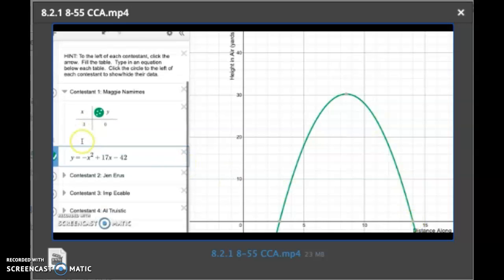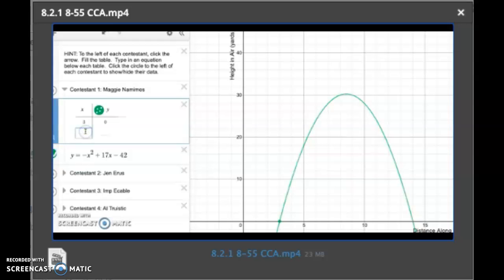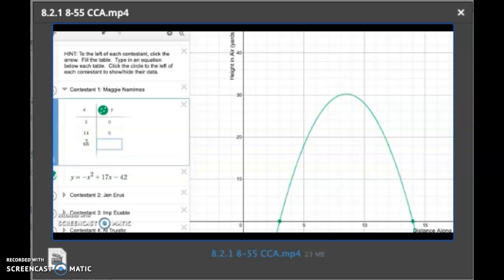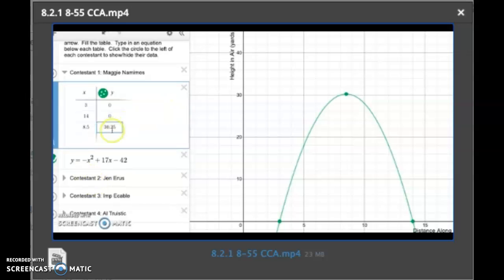Okay, so if I wanted to go back and throw some other numbers in my table, another important point would be where it hits the ground at 14, 0. And then I would probably want to also put in the vertex of my parabola. So at 8.5 yards, the balloon got to its highest point at 30.25 yards. I'm going to put that in my table. All right, so that's Maggie.